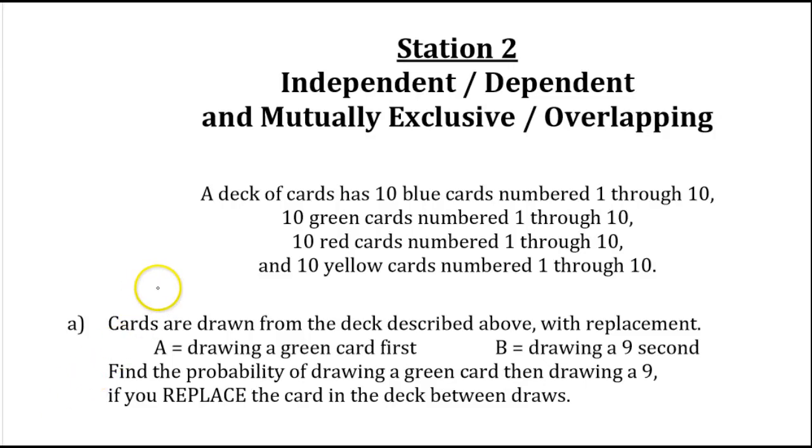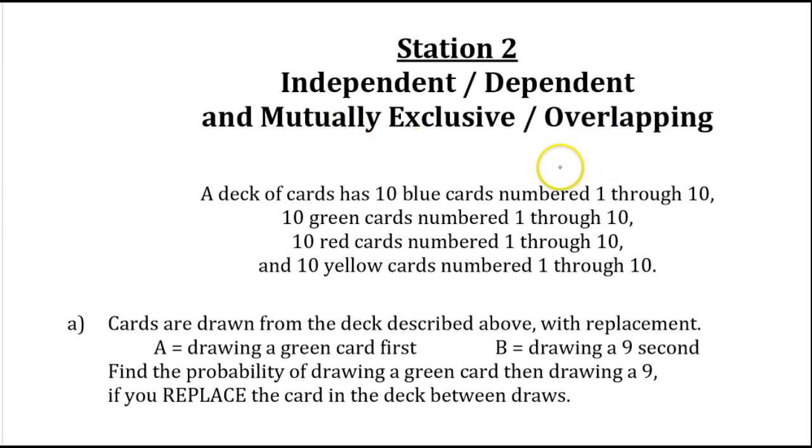In this video, we will be discussing compound events, like what's the probability of two things happening at the same time or two things happening in a row. There are a couple of concepts that come up. One is the question of independent versus dependent, and the other is the question of mutually exclusive versus overlapping.